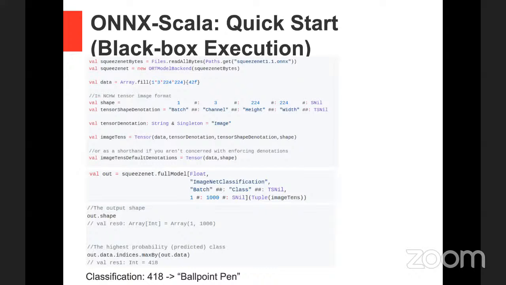Then this is where we actually get to the good stuff. We run the full model in the next block, and finally we get an output with a shape. This is an image classification problem, like I said. There are 1,000 different classes. We just take the max predicted probability, and we get 418, and that says that this is a ballpoint pen.